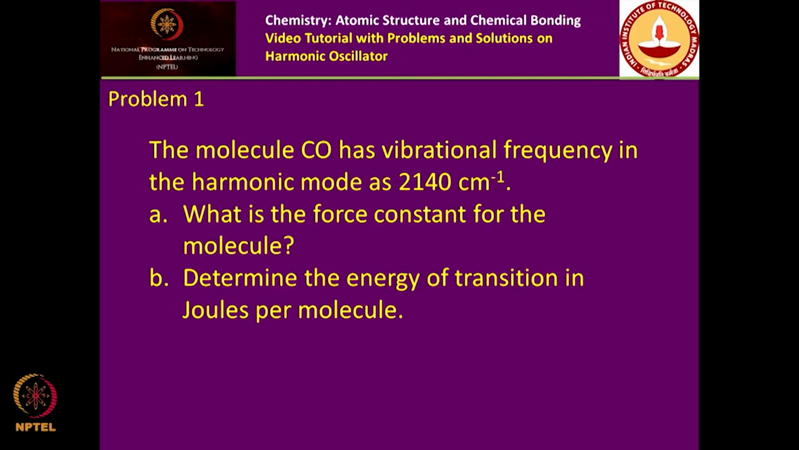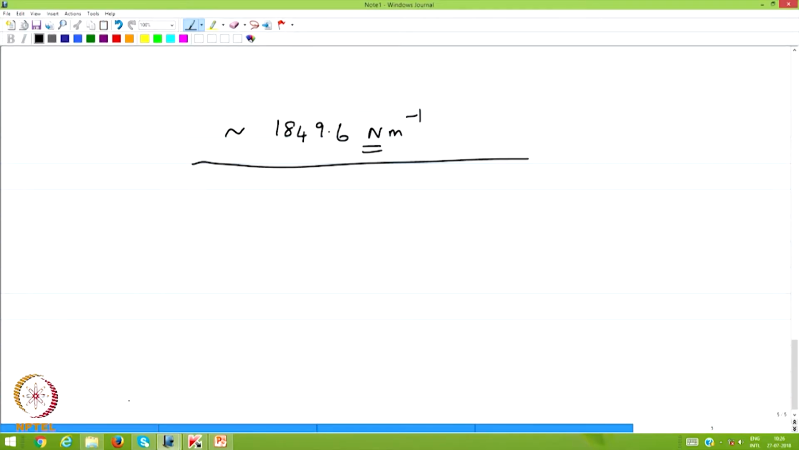In the same problem, it is also asking you to calculate the energy of transition in joules per molecule. If you recall the harmonic oscillator, delta E is between any level n plus 1 to n. There are no transitions between levels which are separated by more than one level. Therefore, this delta E is h nu. This is the energy of transition.